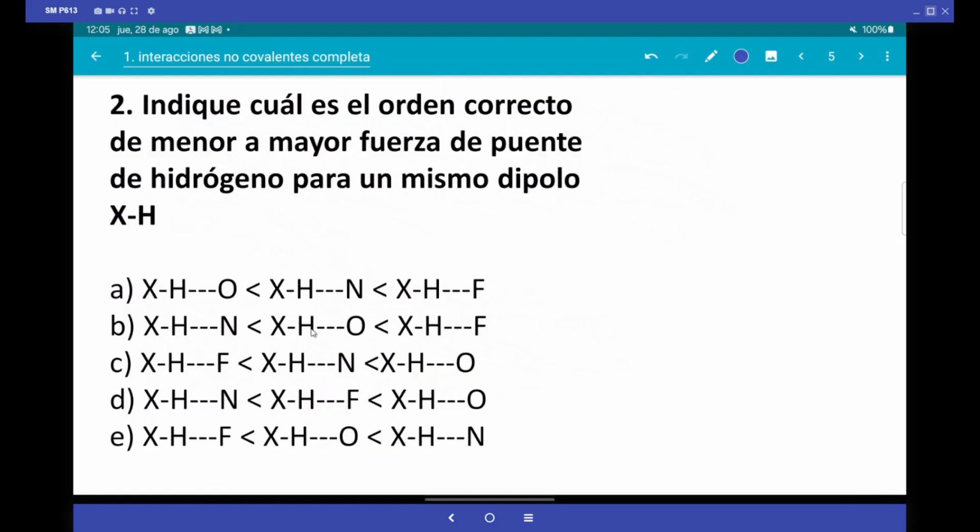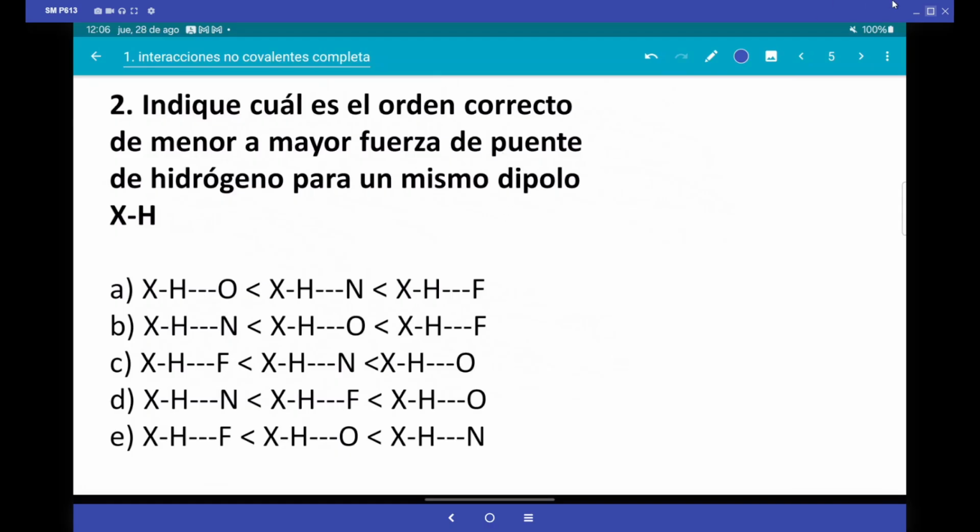And to see what happens here in this case, it is not so trivial: when the dipole is the same and the acceptor atom changes, what the acceptor atom has to have to be able to accept the hydrogen bridge is an electronic pair. Through an electronic pair, it will accept the hydrogen bridge. Then we have to ask ourselves which atom can accept the hydrogen bridge with greater ease, the oxygen, to see what happens here.